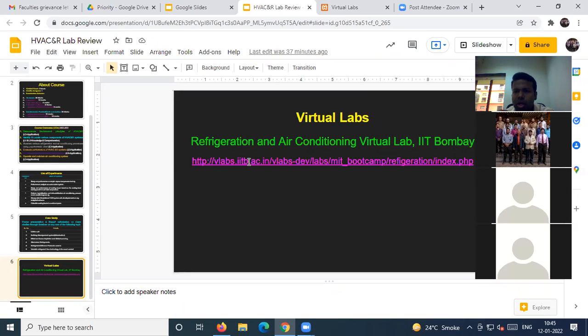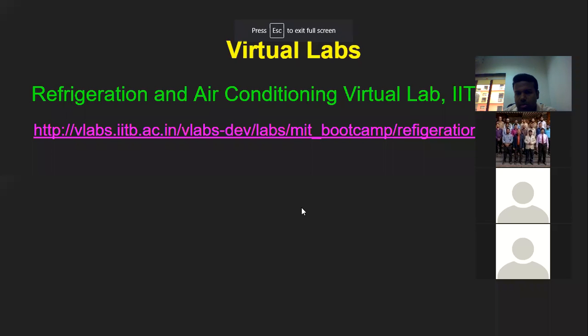So what I expect from you is observation. You should be able to write down the observation table. Based on the observation you should be able to perform the calculation. Based on the results that you got in the calculation, you need to write down some conclusion. So that is expected for every experiment, right?